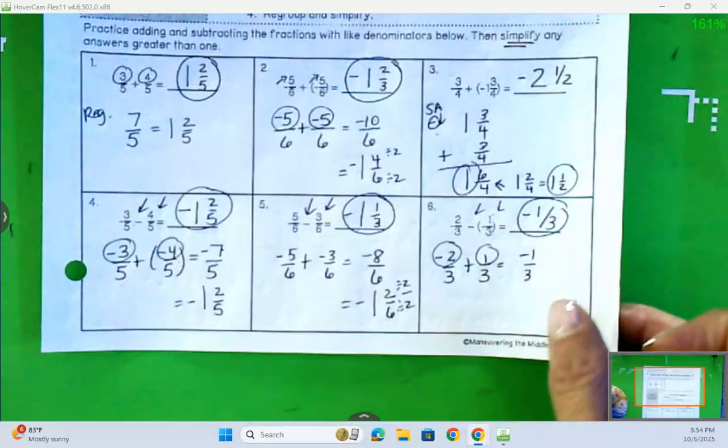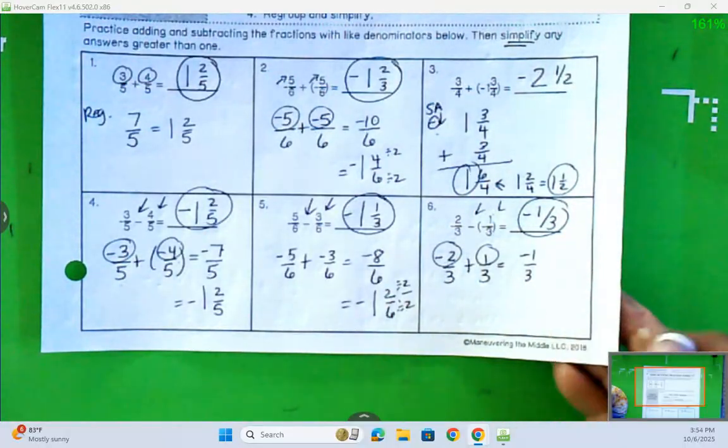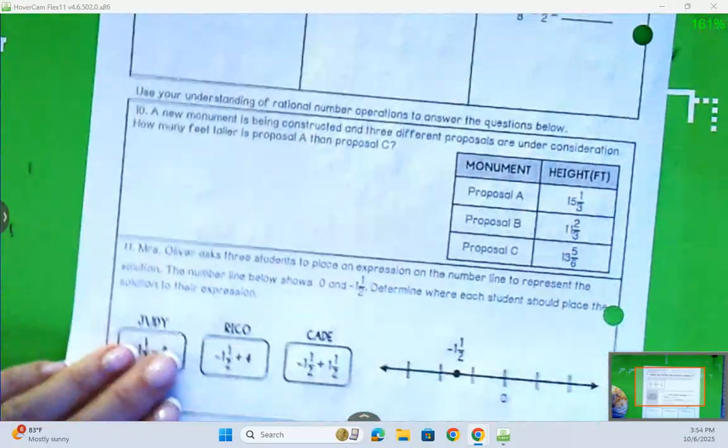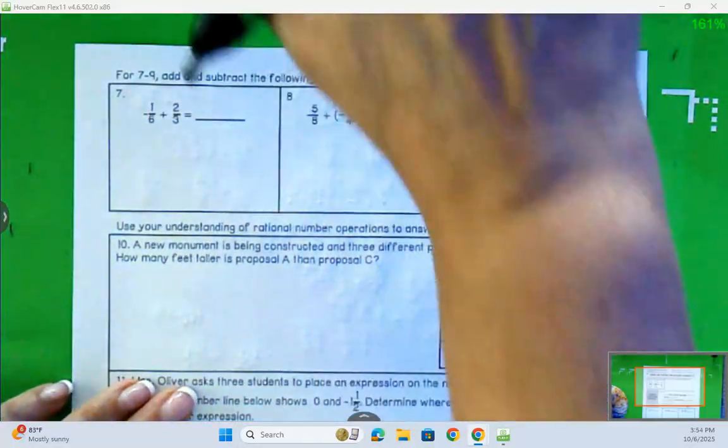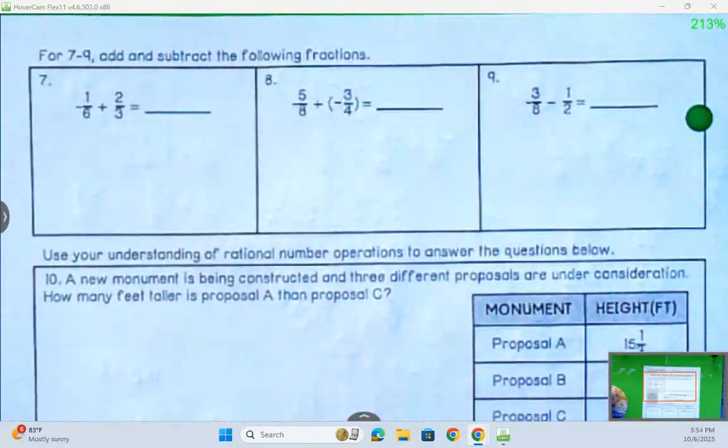Okay, on the other side, we have some fraction practices without a common denominator. Feel free to pause this video and try them, and then come back to check your work.